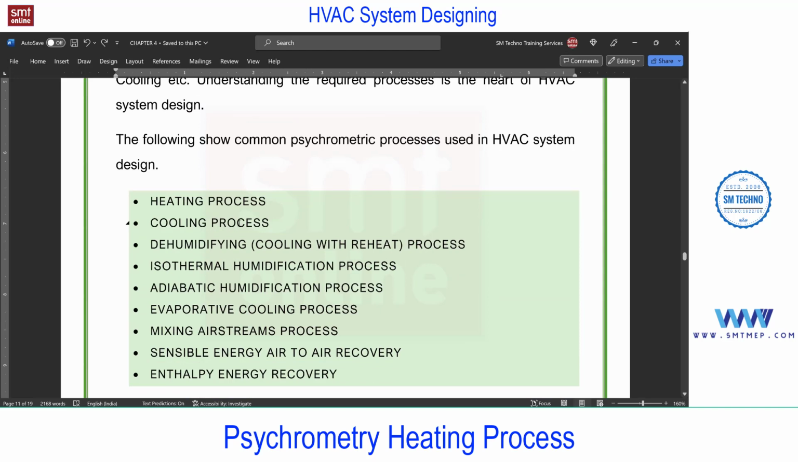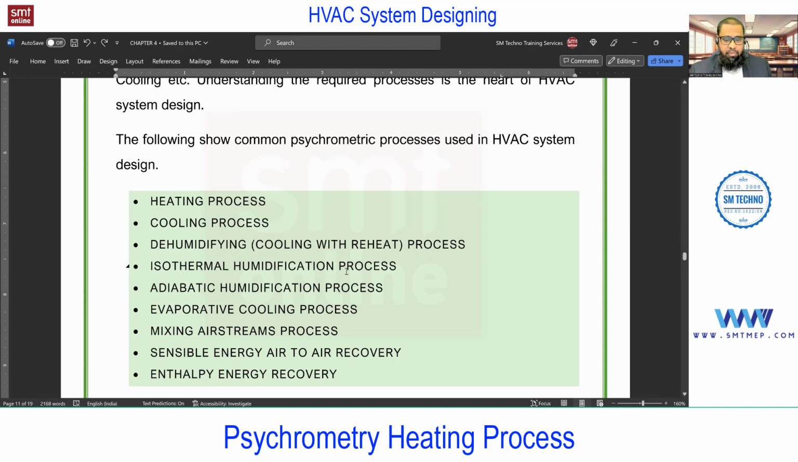First in the list is the heating process, or in other words, the sensible heating process. Next is the cooling process. Cooling process means it's not completely sensible, it is partly latent. How exactly? I'll show you, don't worry. Next, the dehumidification process. The dehumidification process can be done with a separate dehumidifier or with the cooling coil with the reheat option. How exactly? I'll show you.